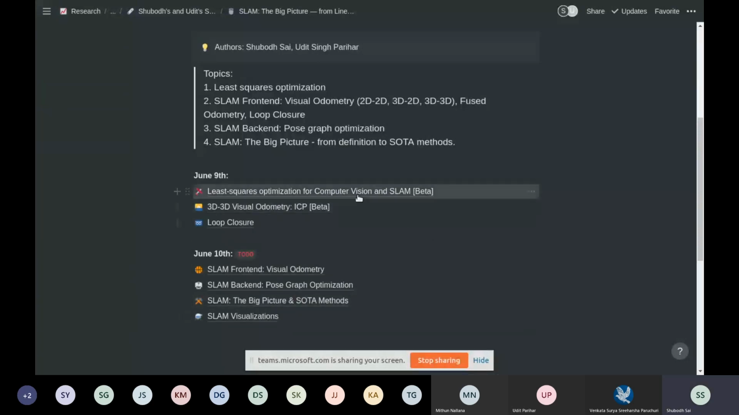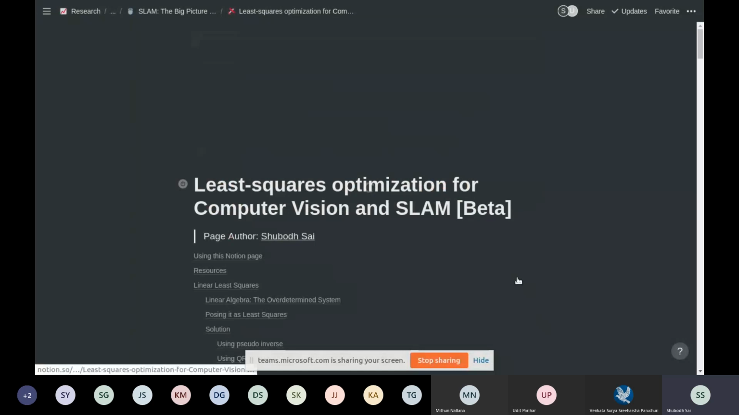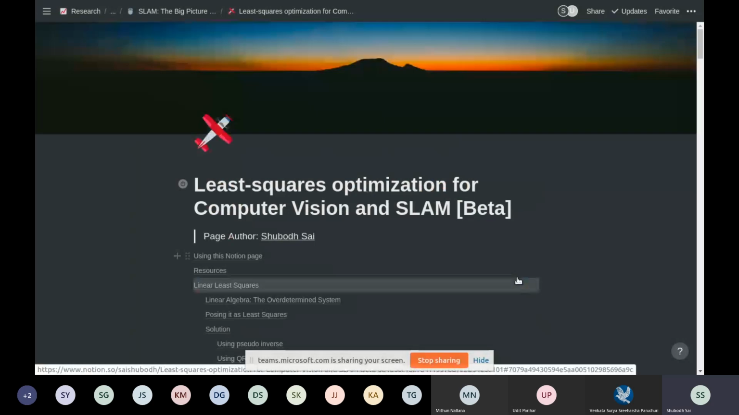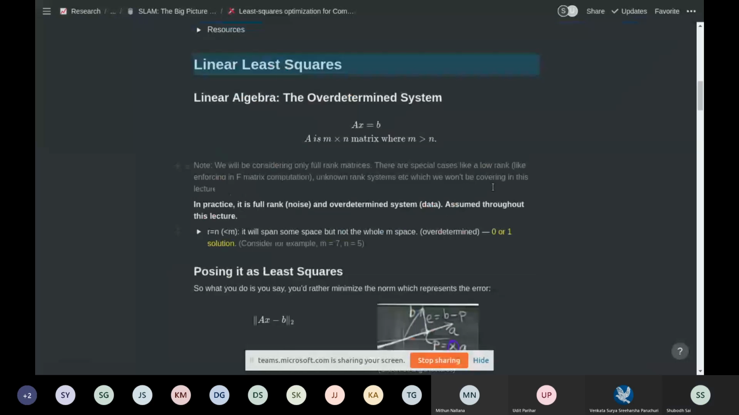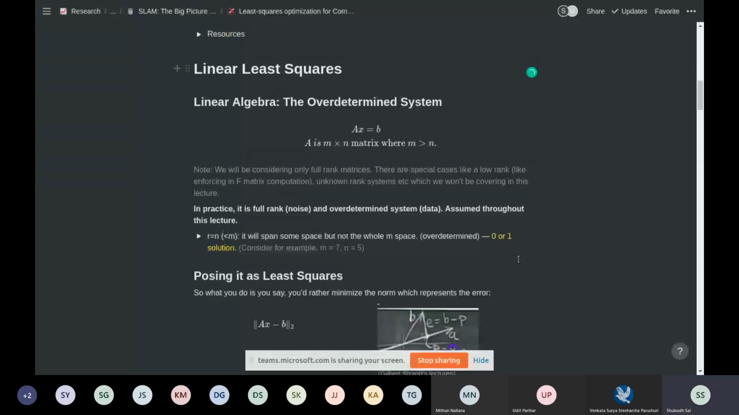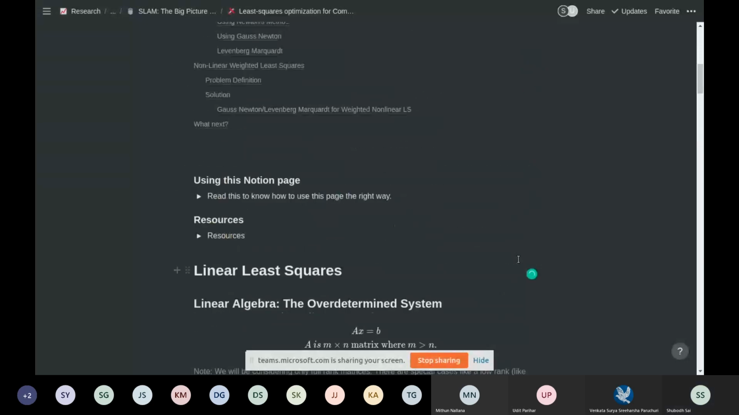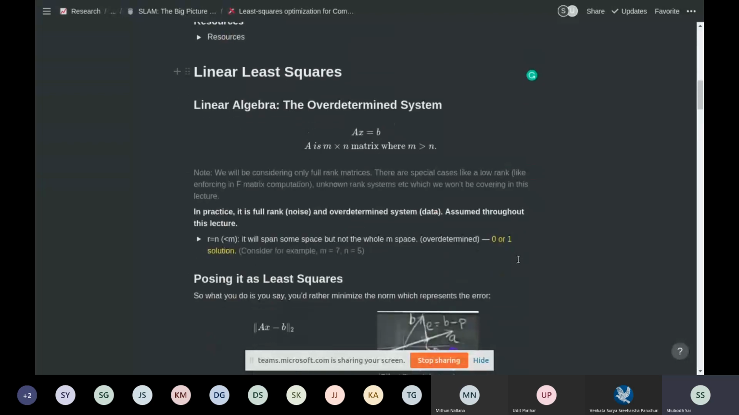Okay. So today I'll start with least squares optimization, and I'm starting from the very basics, but I'll be going quite fast. If you have any doubts, do stop me. These concepts have been briefly covered by Ayappa already.